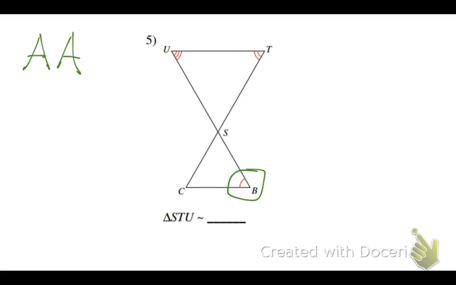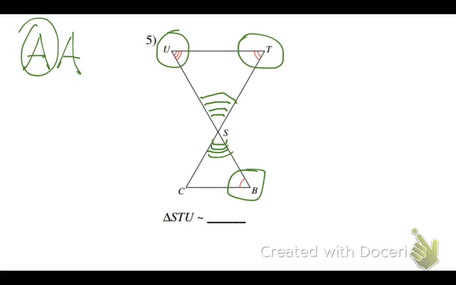Well, down here I got an angle with 1 mark, but I don't see any other angles with 1 mark. Here's an angle with 2 marks. No other angles with 2 marks. Here is an angle with 3 marks, but I don't see any other angles with 3 marks. And then here are some vertical angles, so I'll mark that with 4 marks. So I've definitely got a pair of angles congruent because of the vertical angles, but I don't see another pair anywhere. So on this one, we're going to say not similar.